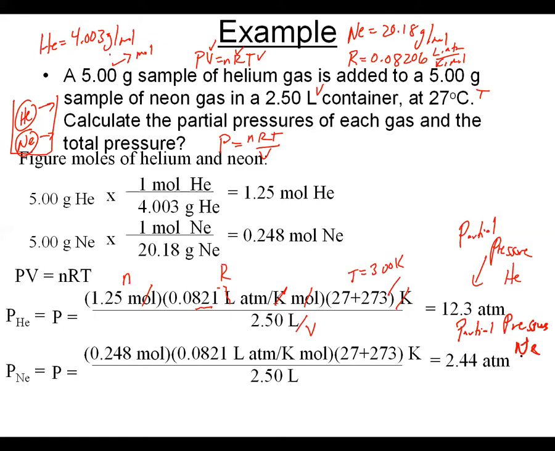The third answer that we're looking for is essentially the total pressure. So the total pressure is basically just taking each of the partial pressures and simply adding them together. So in this case, we would take the 12.3 and add it to the 2.44. And that would give us our total pressure down here of 14.7 atmospheres.